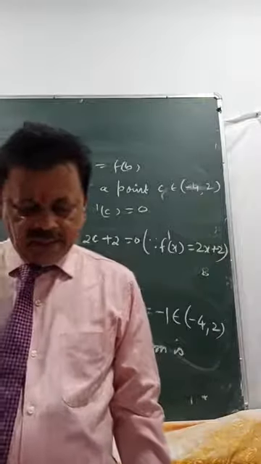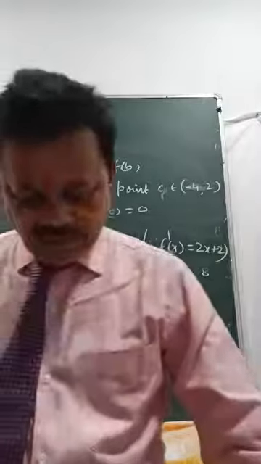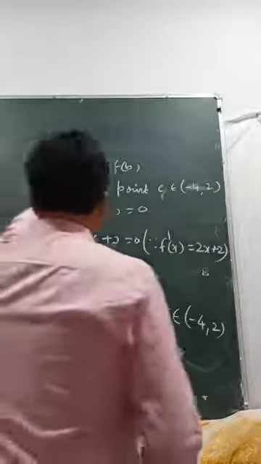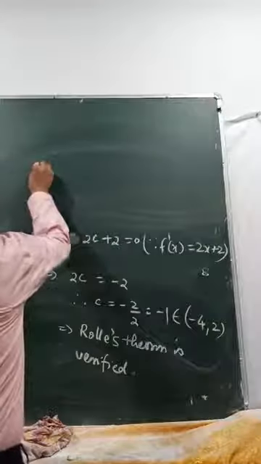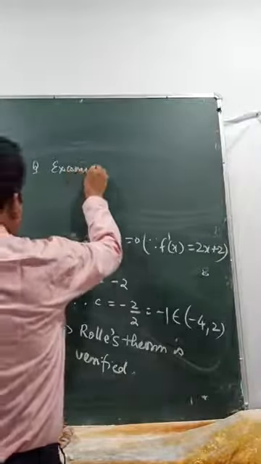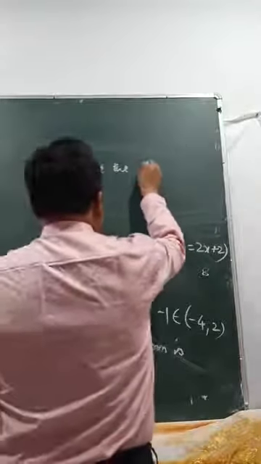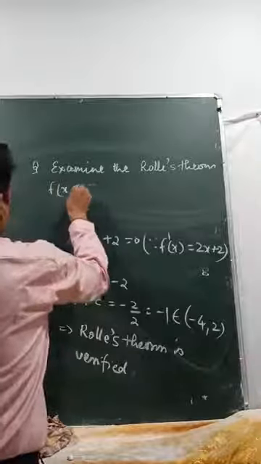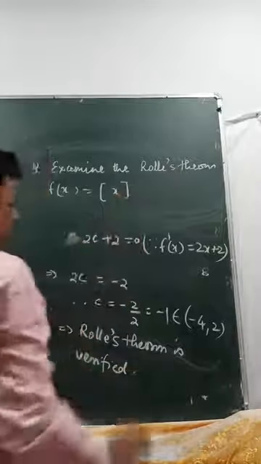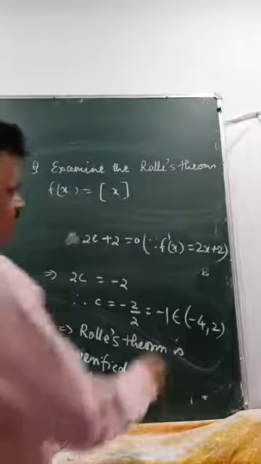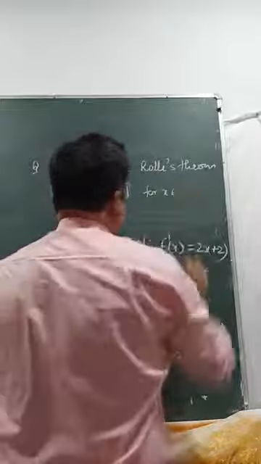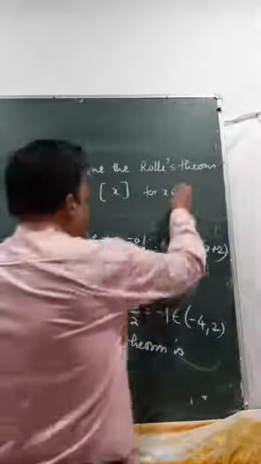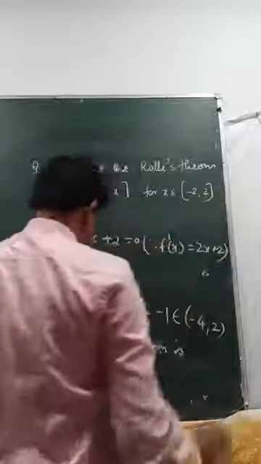Okay, let me take another question. Examine the Rolle's theorem for f(x) equals greatest integer function x, for x belongs to [minus 2, 2]. Okay.